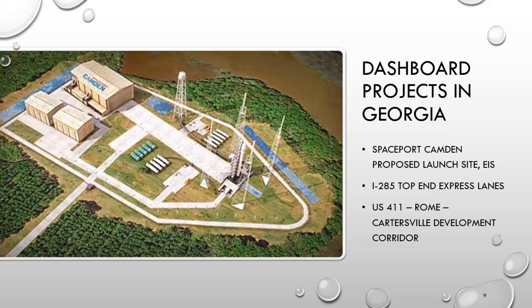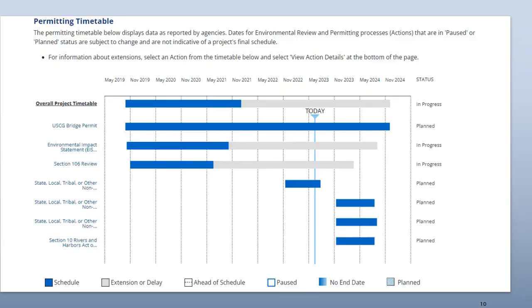It is the lead federal agency's responsibility to publish projects on the dashboard. US DOT agencies like Federal Highway, FTA, etc., only recently began including other agencies' milestones on their projects, including for the Coast Guard. Okay, now back to the dashboard.